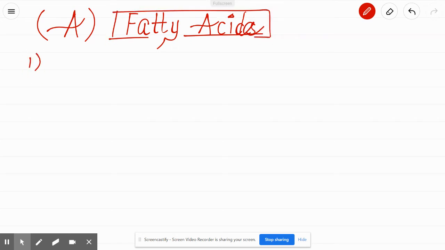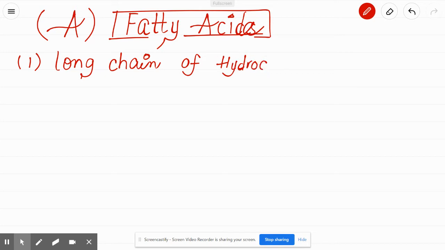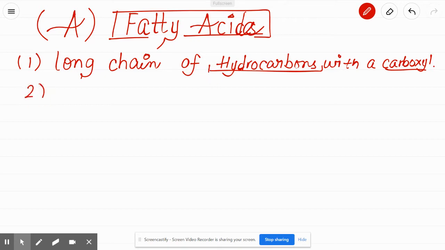So the basic definition of fatty acids is that it is a long chain of hydrocarbons with a carboxyl group in the end. So there's a carboxyl group in the end, and there's a long chain of hydrogen and carbon bonds. Next up, I'll show you an example with its structure formula also.